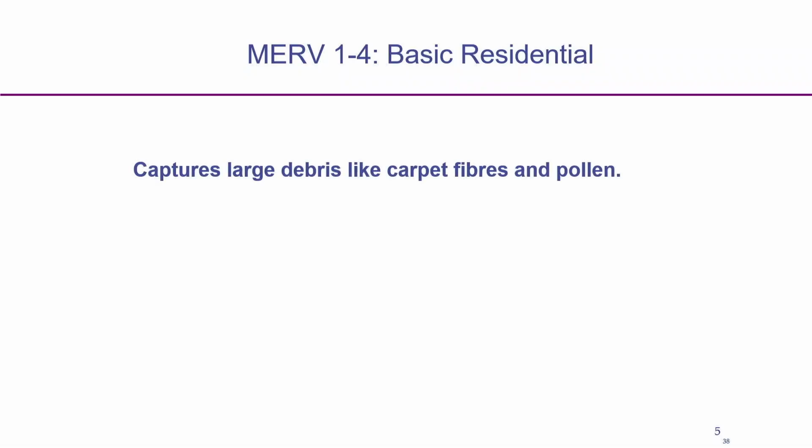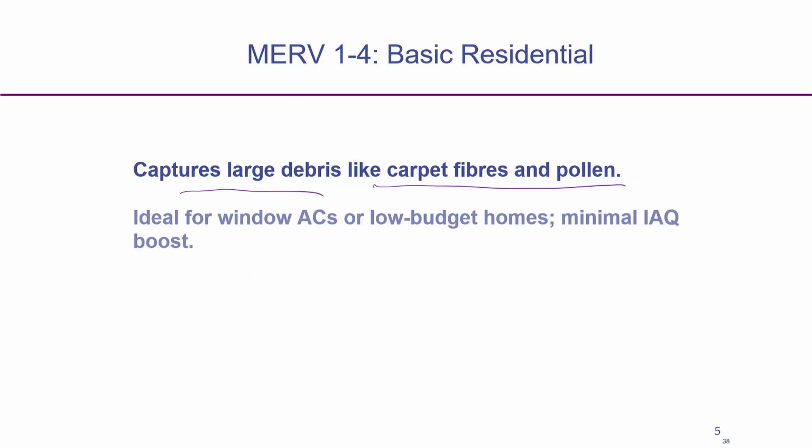So, basic MERV rating 1 to 4. These are used for residential purposes, where it captures large debris like carpet fiber, pollen. So, for basic residential application, we use filters with a range of MERV 1 to 4 for capturing the larger particles. Ideal for window AC, low budget homes.